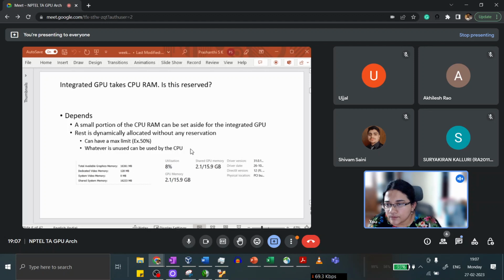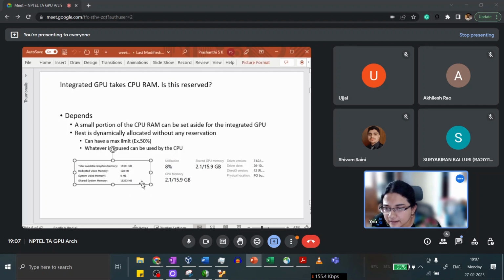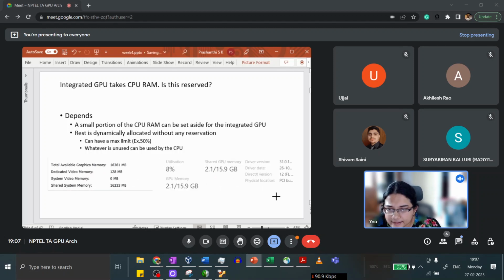These screenshots are from my own laptop, where I have 32 GB of RAM. Here I don't have a discrete GPU, so it's an integrated GPU. You can see two fields here: total available graphics memory and dedicated video memory. A small portion of the RAM is set aside as dedicated video memory.